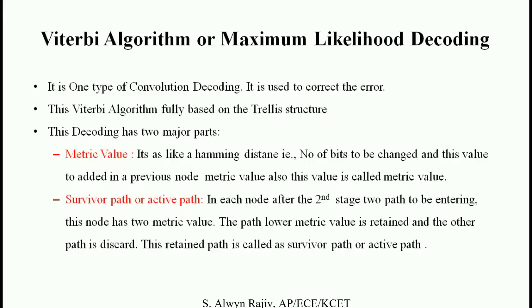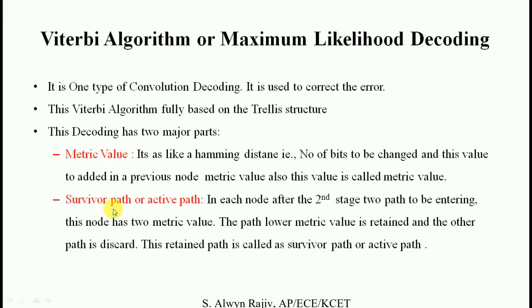This decoding has two major parts. One is the metric value, another is the survival path or active path. The metric value is like a Hamming distance. What is the Hamming distance? The number of bits to be changed. And this value is added to the previous node metric value. The final value is called the metric value.